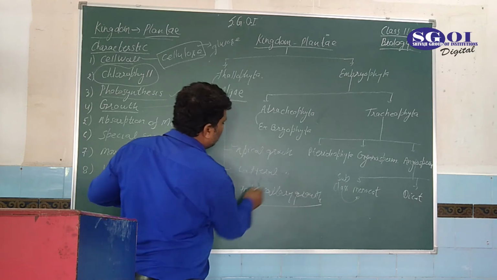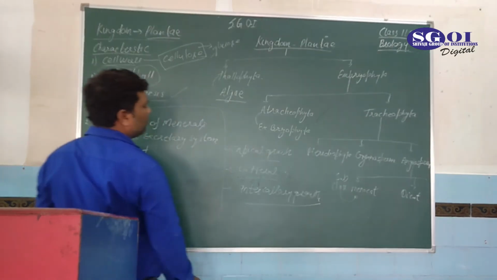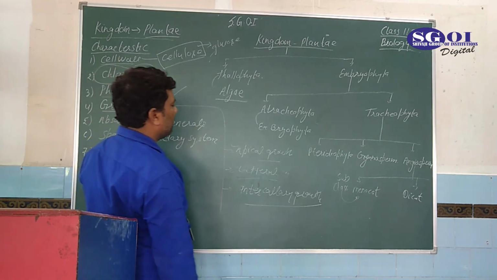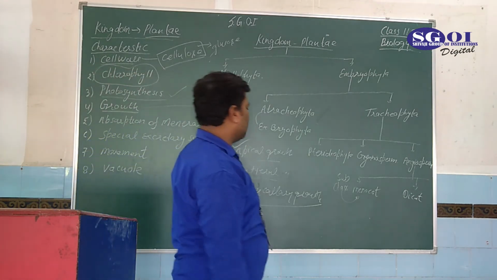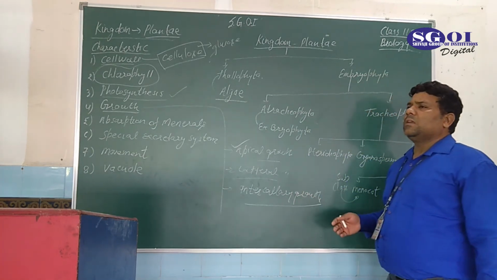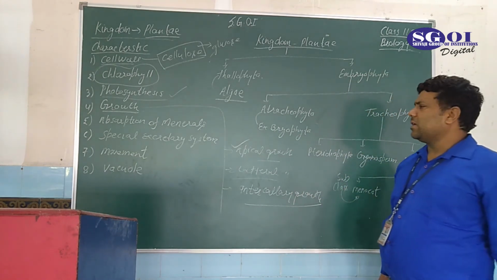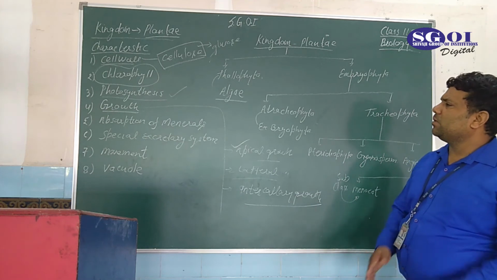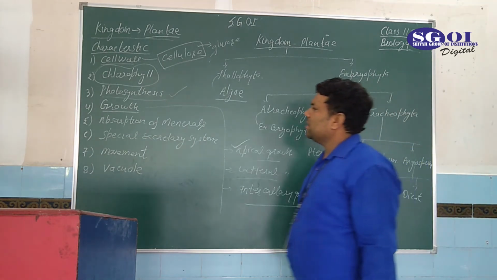So these types of growth are found: apical growth, lateral growth, and intercalary growth. Apical growth takes place at the apical part of the plant, and lateral and intercalary growth take place in the girth of the plant. So these types of growth are found in the plant kingdom.